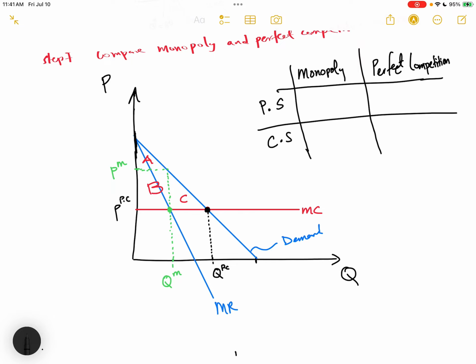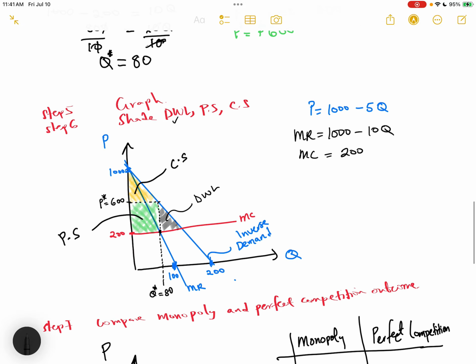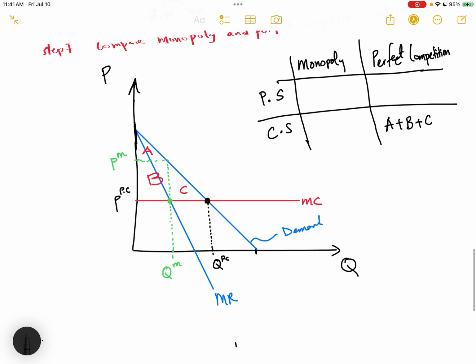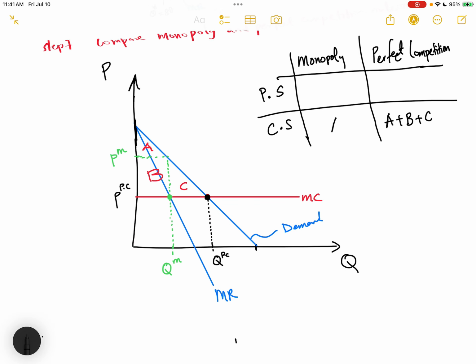Well, consumer surplus in the perfect competition scenario will be areas A, B, and C. So a sum of those areas will give us the consumer surplus under perfect competition. Now, from our graph earlier on, you saw that consumer surplus was the shaded yellow area above price equals 600. Well, a version of that is just area A here under monopoly.